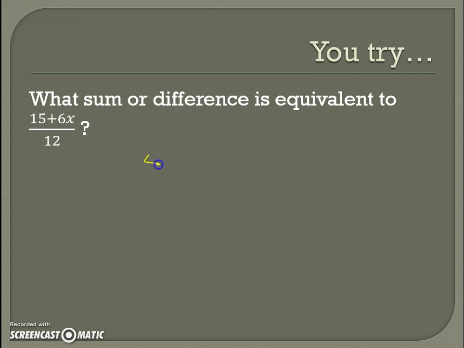Hopefully when you're finished, you get 5/4 plus 1/2 x, or you might have x over 2. That's the same thing, and that's perfectly fine. Hopefully you found these things that simplify. If not, go back and try to figure out what it was that you did not do correctly.